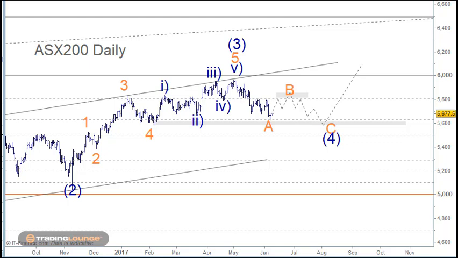Just want to point out that there is a holiday on the Monday, so just be mindful of positions that you have exposed in the market.